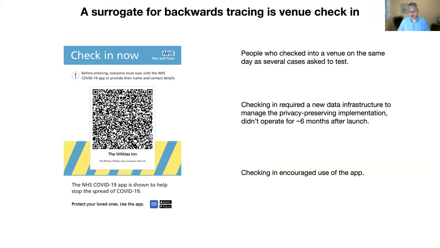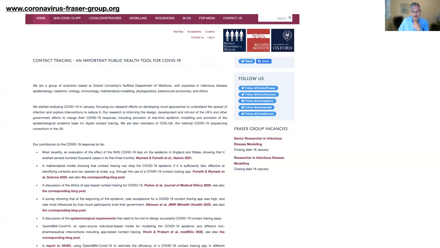a privacy first system, there was no automated way of uploading the check-in information, and therefore, this information was managed by manual contact tracers, and actually in the UK required a new data system to be launched, which didn't operate really properly for the first 6 months after launch. But we did find that it did encourage people to use the contact tracing app in the UK. We did lots of modeling and ethics work and algorithmic work to support the launch of the app, and I'll talk about that work is available and linked to from our website here.